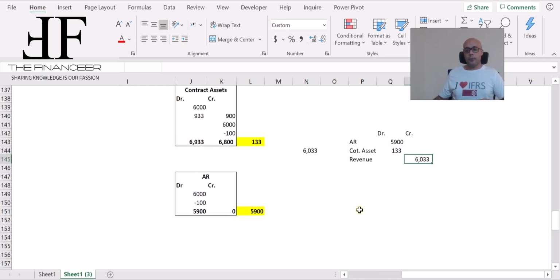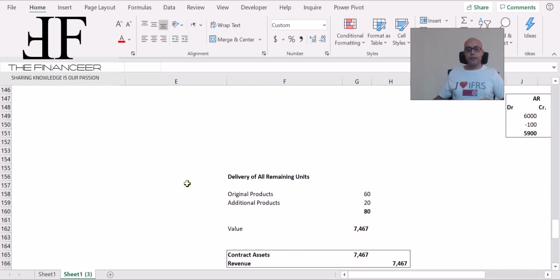Okay, now let's continue the example and let's say we need to deliver the remaining units. How many remaining units? From the original contract we have 60 units. This is the second batch. And from the additional units we have 20 units. So the total so far will be 80.